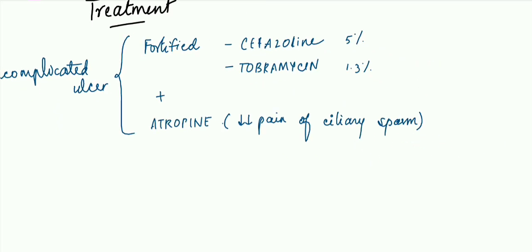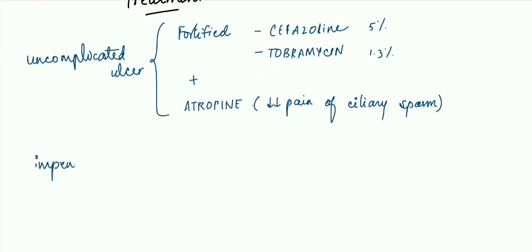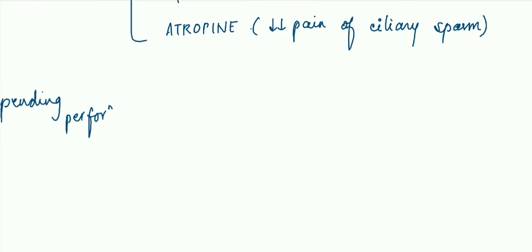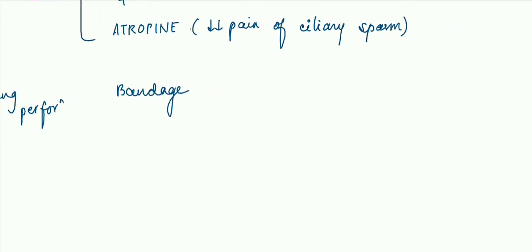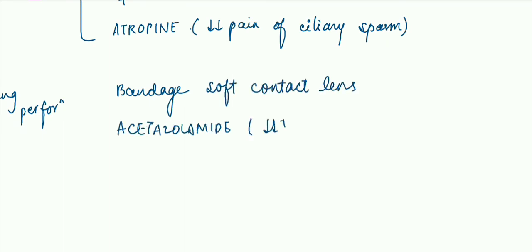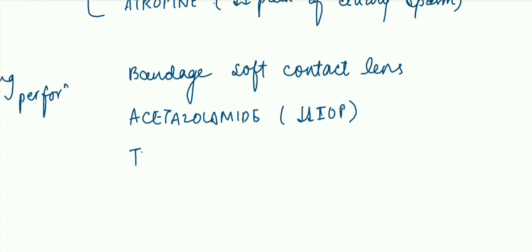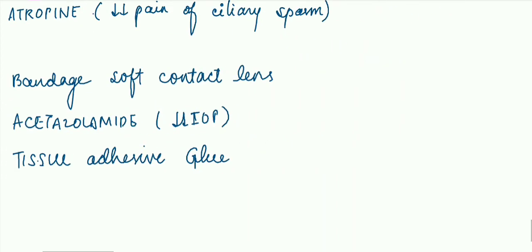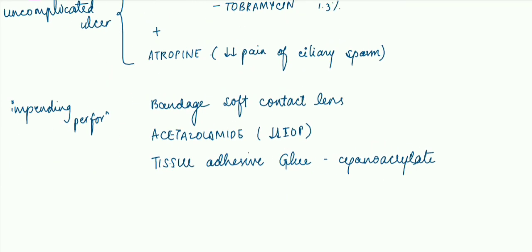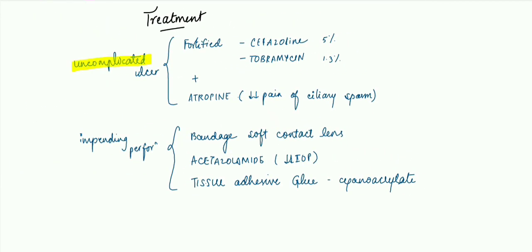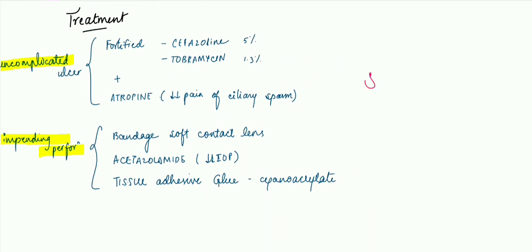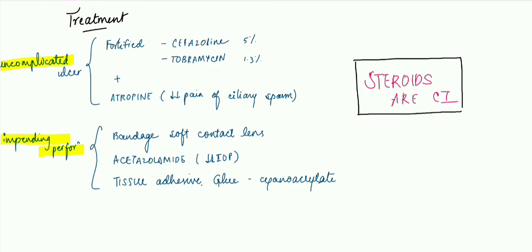Whereas in case of impending perforation, where the perforation is yet to occur and is most likely to occur, we use a bandage soft contact lens, and we also use acetazolamide to reduce the intraocular pressure to prevent formation of perforation. And then we can also use tissue adhesive glue, the most commonly used being cyanoacrylate. So that is the treatment of bacterial ulcer. Steroids are contraindicated, that is an important point. So this is about bacterial keratitis.